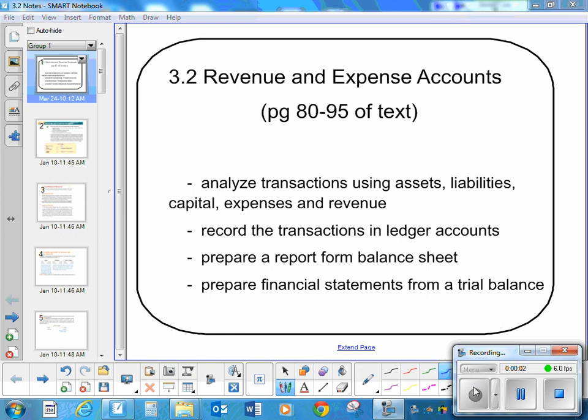Okay, so we're going to take this. By the way, this is section 3.2. If you're following the textbook, it's page 80 to 95, and we're talking about revenue and expense accounts. Basically, we are taking what we know about expenses and revenues and putting them into transaction analysis. Just like we made T-charts for assets, liabilities, and capital, we're now going to talk about revenue and expenses. This is an area where sometimes people get really quite confused, so I'm going to try to do it as slowly as I can, but without boring you half to death.